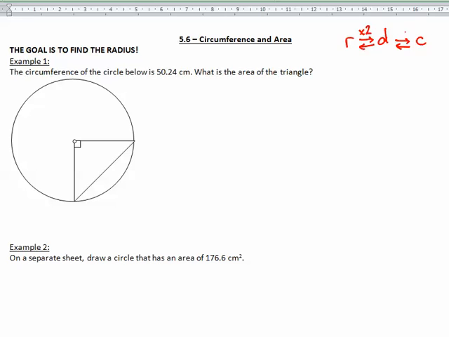So radius times 2 gives diameter, diameter times pi gives circumference. Working backwards, circumference divided by pi gives diameter, and diameter divided by 2 gives radius. Now we have to include area into this, and we already reviewed before that area is equal to pi times the radius squared. So we square the radius first, then we multiply by pi to get area.